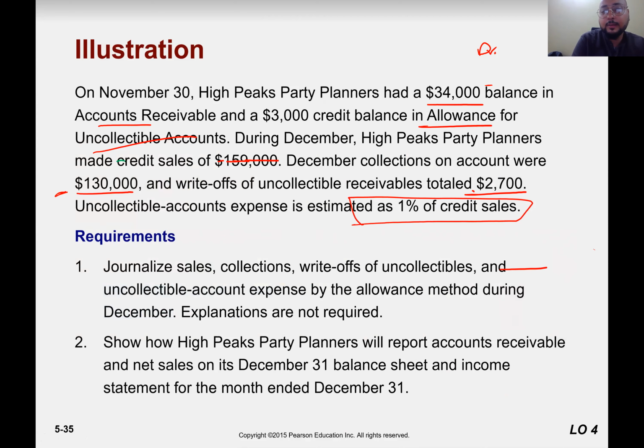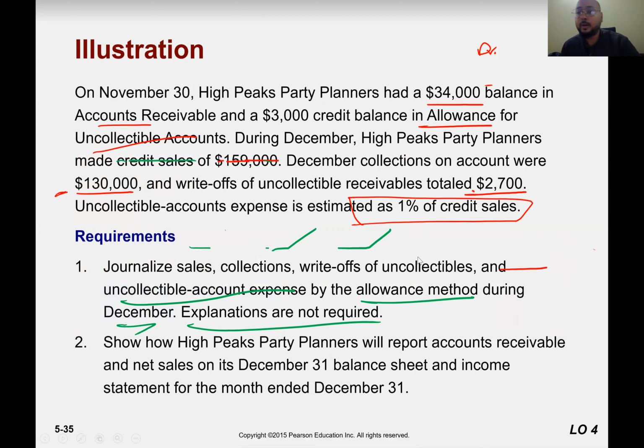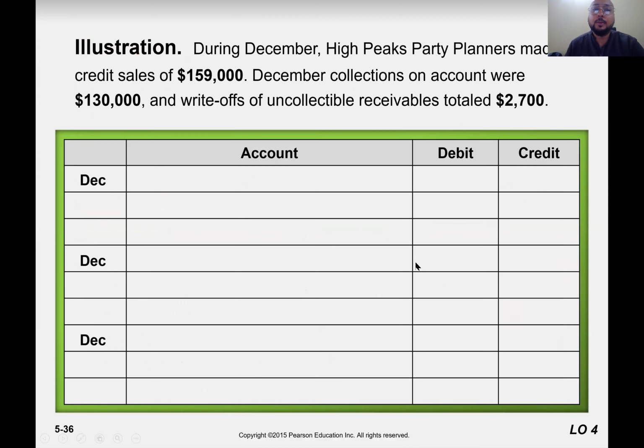159,000 here. Credit sale 159,000. Right? So 1%. So first of all, journalize sales, collection, write-offs of uncollectible accounts, and uncollectible expense by the allowance method during December. Explanations are not required, so you just see the numbers here. You pick up the right words, because we need to record the sales, we need to record the collection, we need to record the uncollectible.